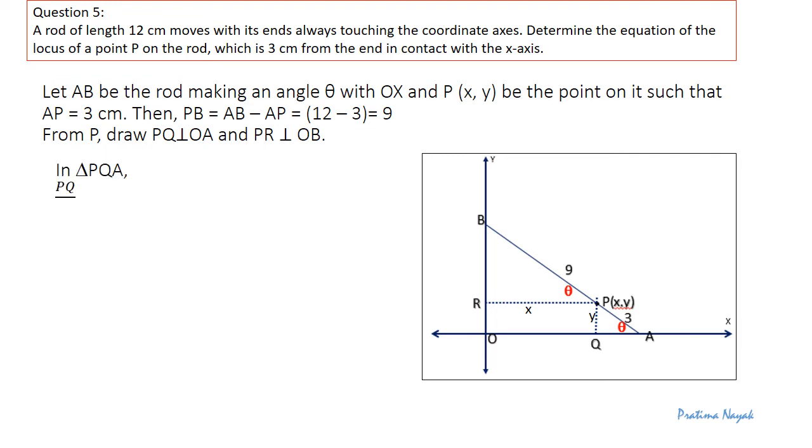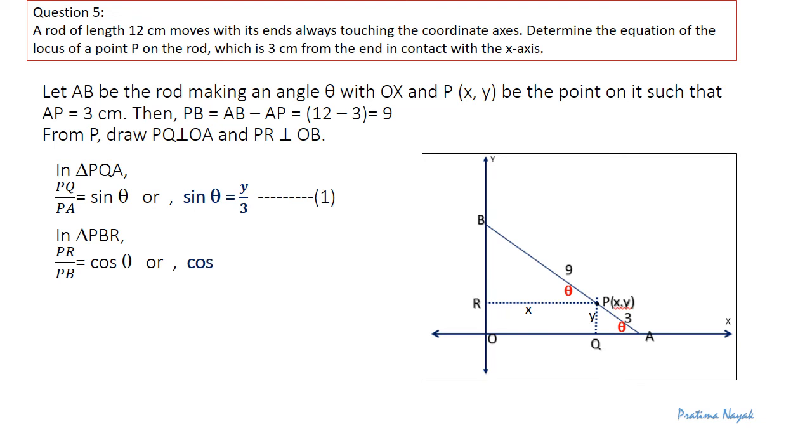In triangle QPA, PQ by PA is equal to sin theta, or sin theta is equal to y by 3. In triangle PBR, PR by PB is equal to cos theta, or cos theta is equal to x by 9.